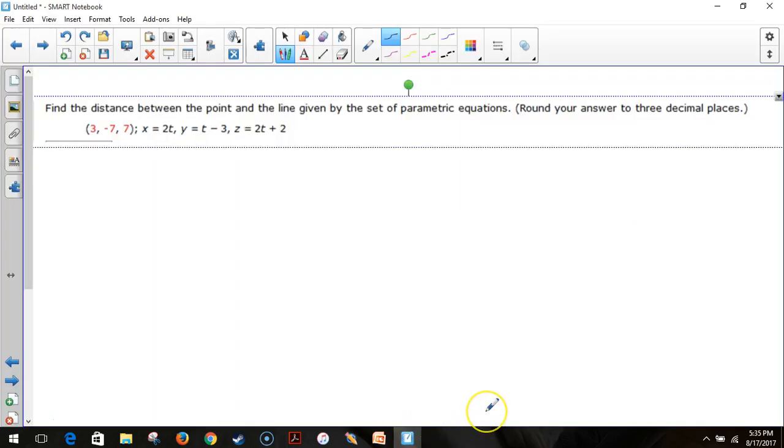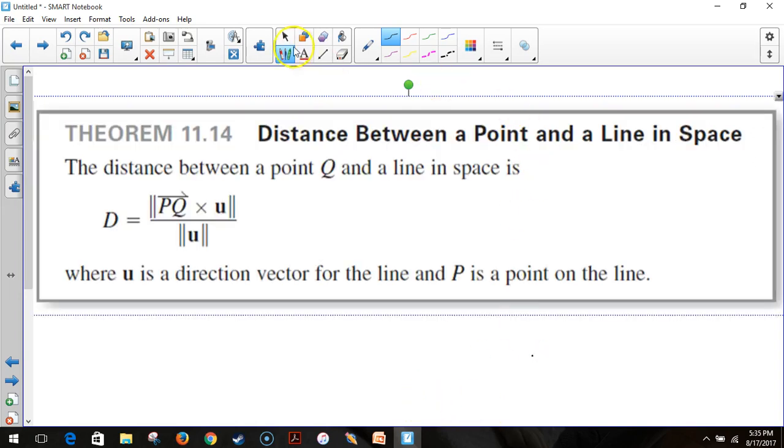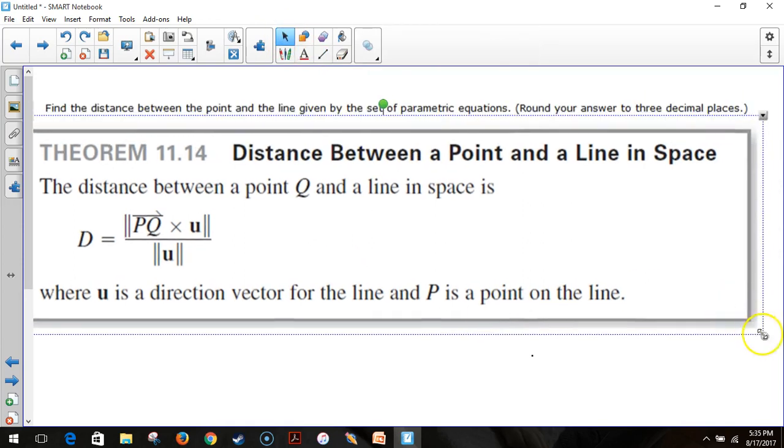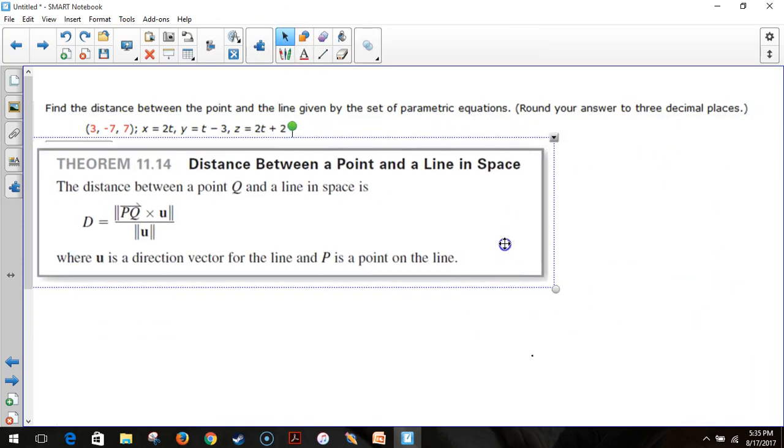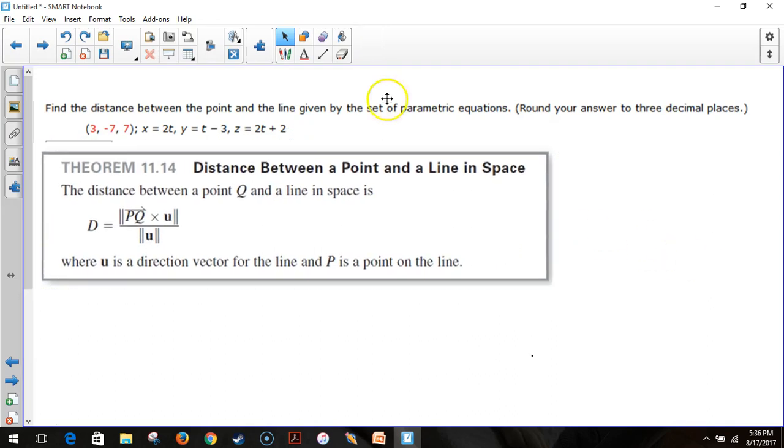Our example is find the distance between the point and the line given by the set of parametric equations around 3 decimal places. Let's bring over our formula to remind us what we are looking for. And then actually it's very nice that they gave me the parametrics, because now I don't have to work very hard to find the normal vector, a point on the line. So my vector can be built from my direction numbers. So u has to be 2, 1, 2.